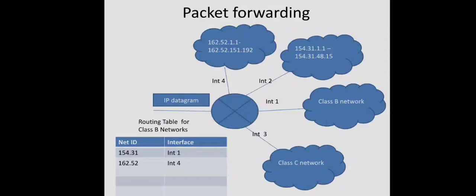Now let us see how these packets are actually forwarded in an internetwork with the help of this address mask. So here you can see that a multi-protocol router connects a number of networks. Lot of other networks will also be there, and it receives an IP datagram from some other network, and based on the destination address of this IP datagram, it should be forwarded to the proper network, right? So let us see how this forwarding is actually done.